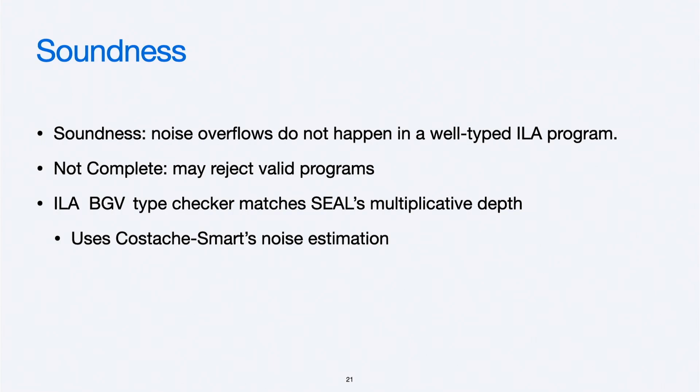And we ran some experiments. We saw that our ILA BGV type checker matches with SEAL's multiplicative depth. Multiplicative depth is a measure of how many operations certain parameters can do. And we used Smart's noise estimation, Nigel Smart and his student Anna.